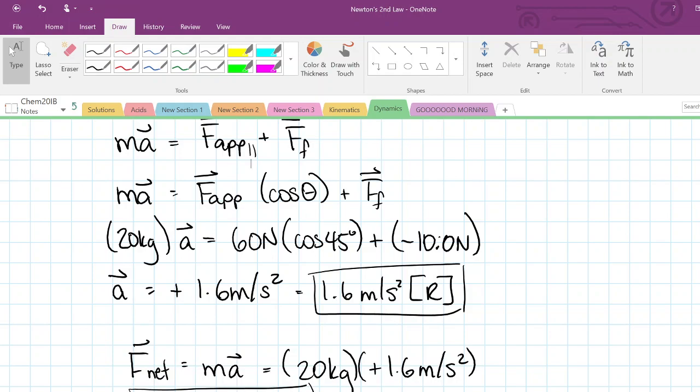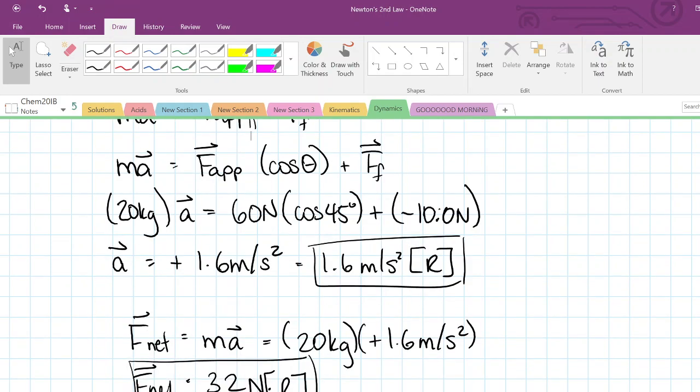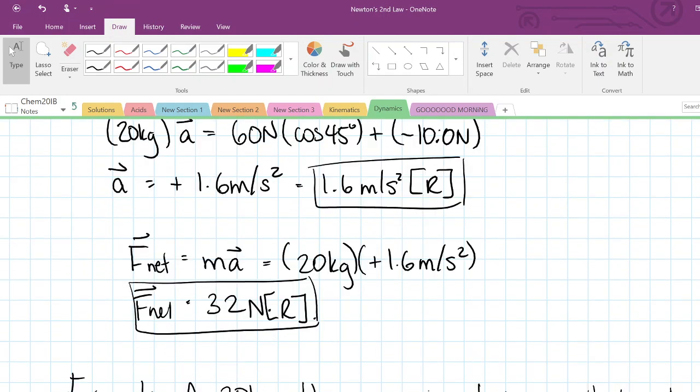And so if I rearrange and solve for acceleration, I got positive 1.6 meters per second squared to the right, because it's positive. Now if I want to figure out net force, the net force is equal to mass times acceleration. So 20 kilograms times 1.6 meters per second squared tells me that my net force is 32 newtons to the right. That's why there's an acceleration to the right, because there's an imbalance of 32 newtons to the right.